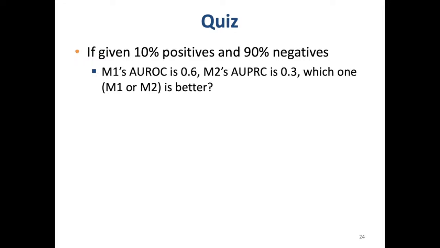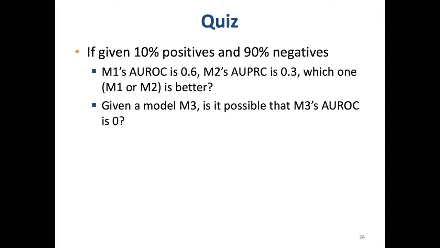Because M1's area under ROC curve is 0.6, which means that M1 is better than random guess. And for model number 2, if that's random guess, its area under PR curve should be roughly 0.1. So again, model 2 is better than random guess. But which one is better, we really don't know.